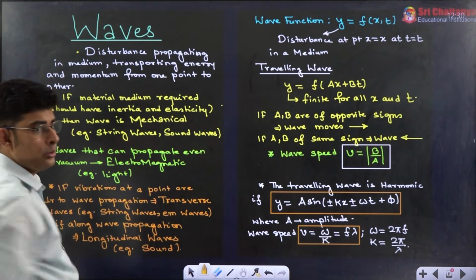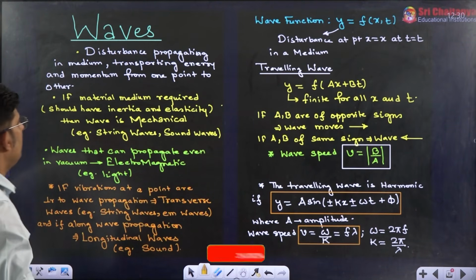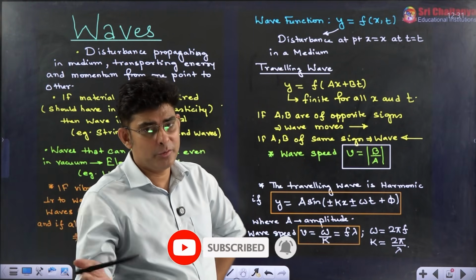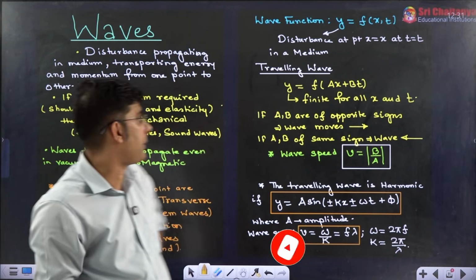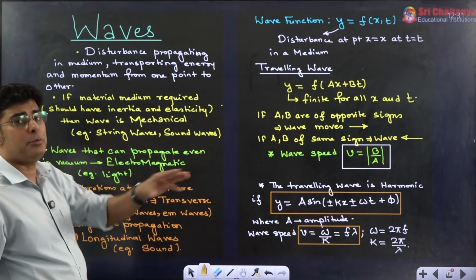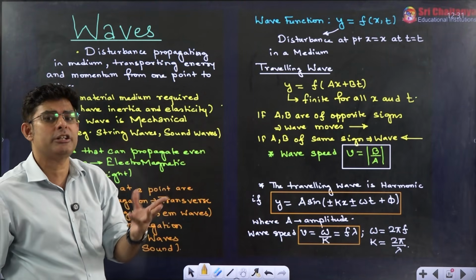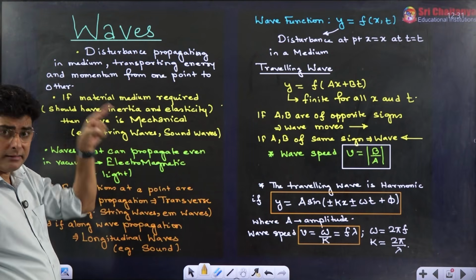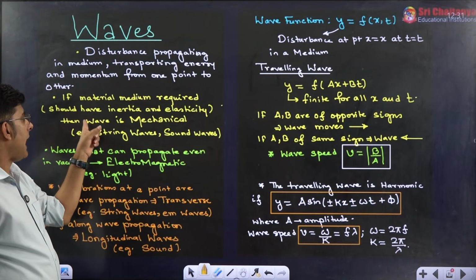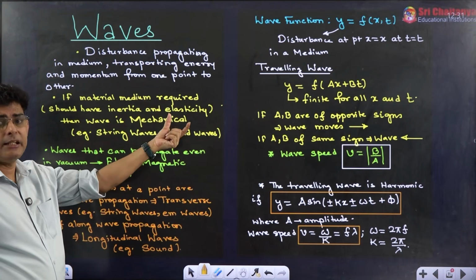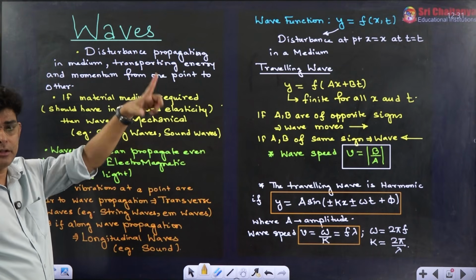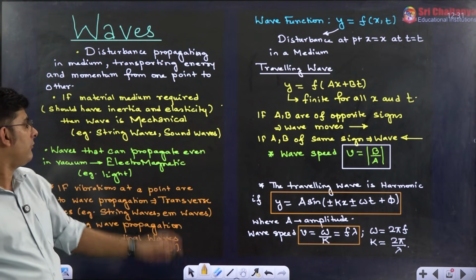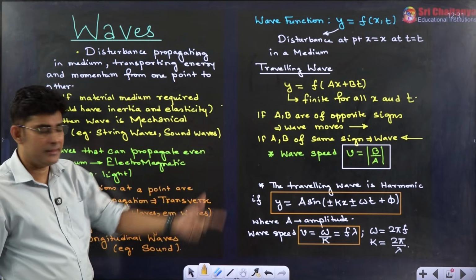Okay. Now we move to what we call waves. Waves, what we know, is nothing but any form of disturbance produced by a source and spreading or propagating in a medium, which is transporting energy and momentum without transportation of matter from one point to another. If a material medium is certainly required, and that material medium should have inertia and elasticity, then only it can propagate the wave further, and such a wave is called a mechanical wave. For example, we have string waves, sound waves, etc.